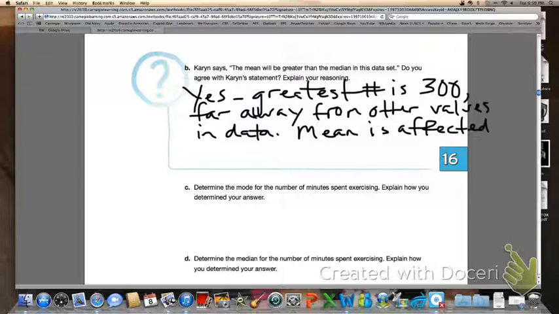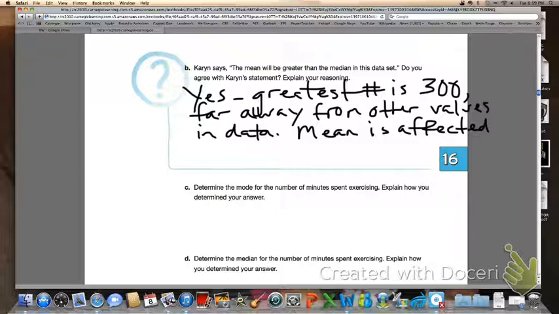Remember, it wants to try to draw itself. If that extreme value, which is 300 minutes, is far away from the other values in the data, then it's going to pull itself toward that number in order to balance everything out. So it will definitely be greater than the median. The median will be closer to where most of the data values are because it is not affected by that 300 data value.